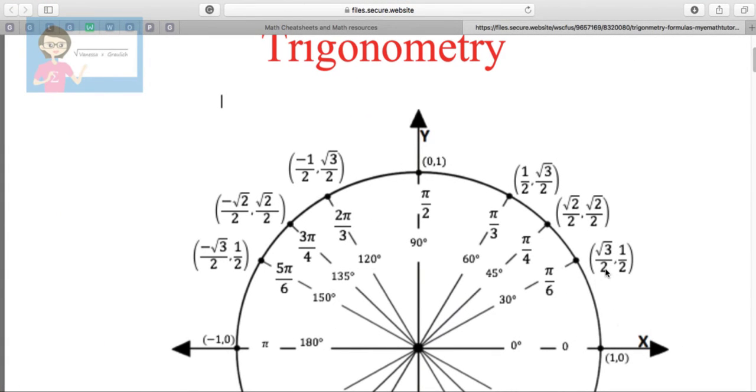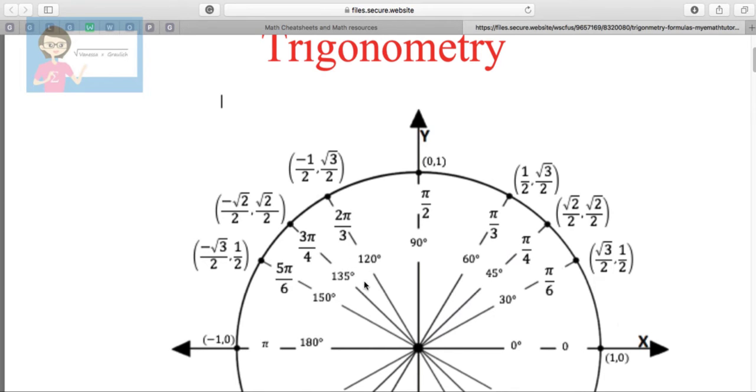What if I ask you what is the cosine of 135? Which value would you pick, X or Y? Think of this. They go in order. X comes before Y, and cosine, because it's C, comes before S. So if I ask you what is the cosine of 135, you're going to tell me negative square root of 2 over 2.